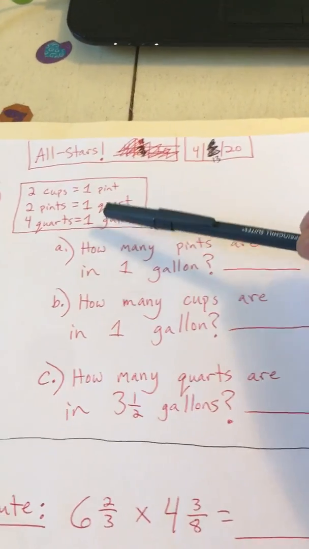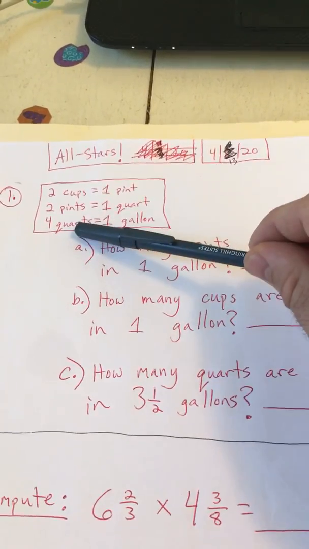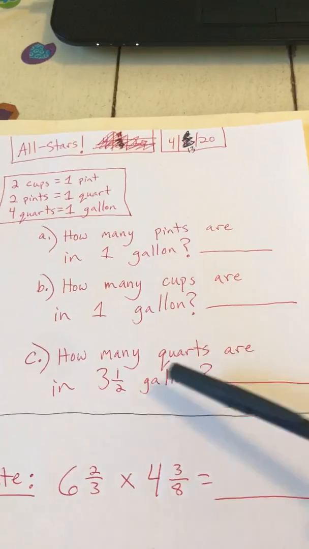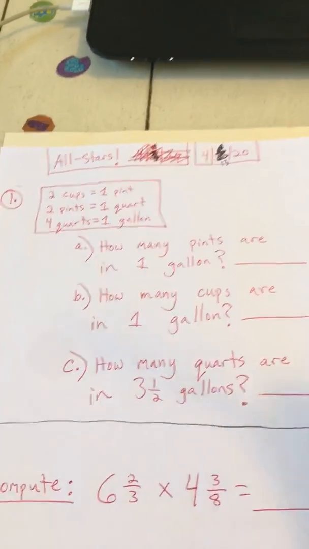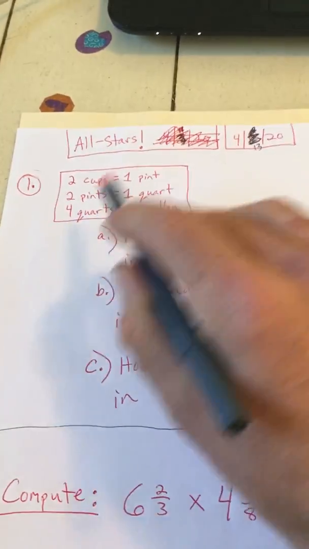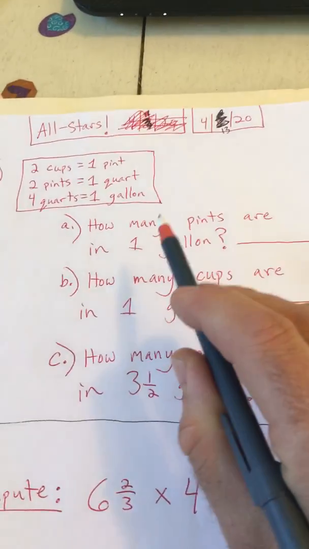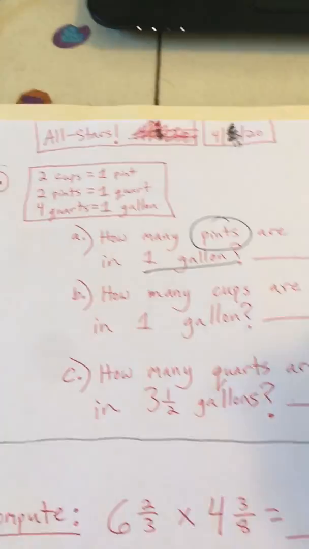How many cups are in a gallon? It doesn't tell you that. It only tells you how many quarts there are. And how many quarts are in 3.5 gallons? It doesn't exactly tell you that, but it gives you the information that you need to do the math to solve these problems. Okay, so first one is how many pints are in 1 gallon.